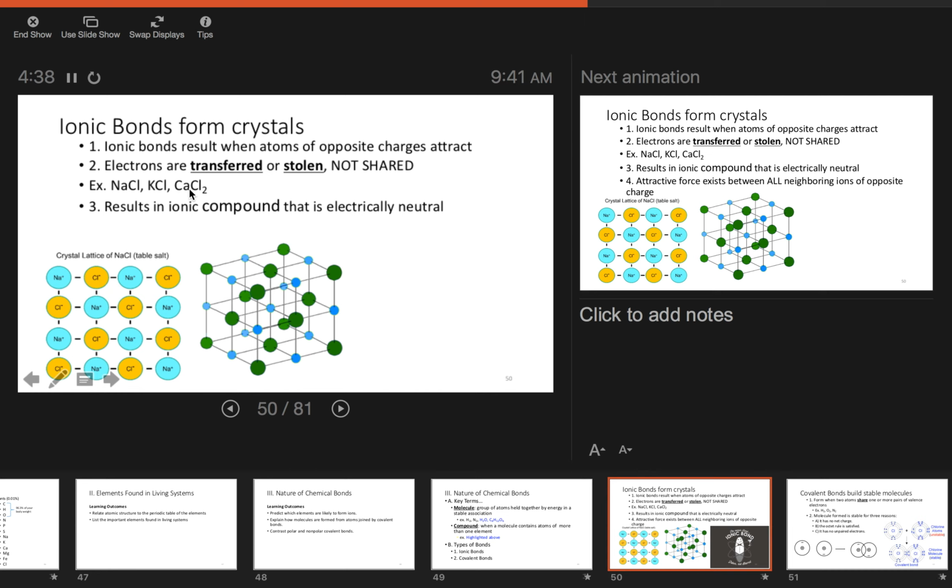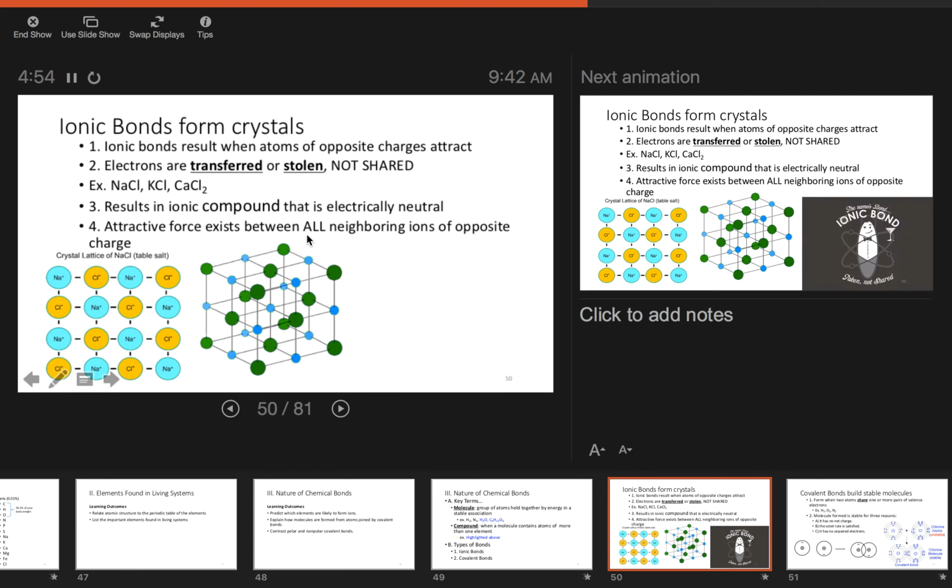Now, calcium on the periodic table has a +2, and chlorine has a -1. But because I have 2 chlorines, that means I have an overall net charge of -2. So +2 and -2, they are electrically neutral. The attractive forces between this sodium exist in all neighboring directions. So you can see that it is completely surrounded by chlorine.